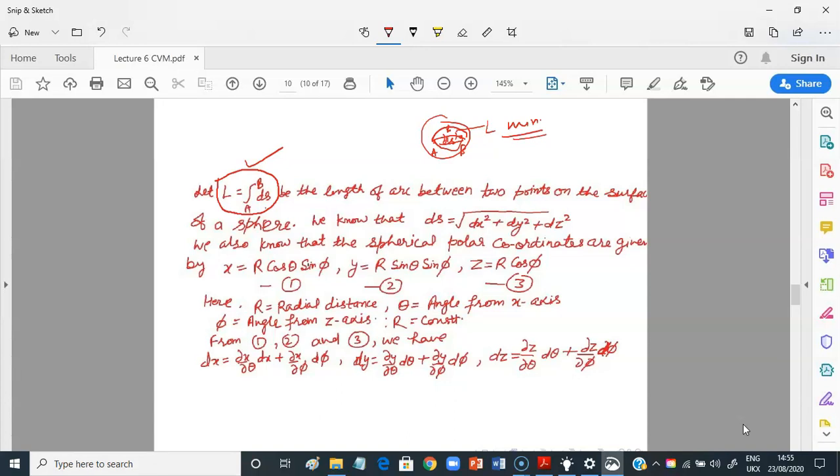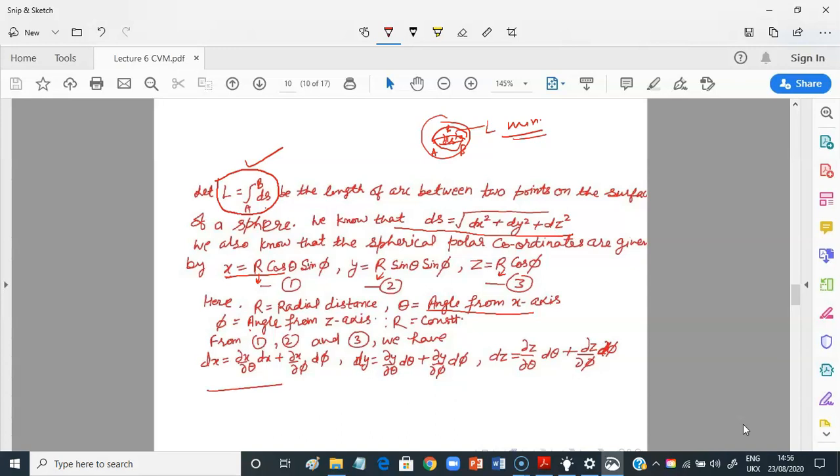So first of all, the arc length in 3 dimensions is given by this formula, ds squared equal to dx squared plus dy squared plus dz squared. We also know that the spherical polar coordinates are given by this, already mentioned in the last slide. x is this, y is this, z is this. I am denoting these as equation 1, equation 2, equation 3. Here r is the radial distance, theta is the angle from the x-axis as described earlier, and phi is the angle from the z-axis, and r is constant. Now x is a function of theta and phi, because r is constant in every case here.